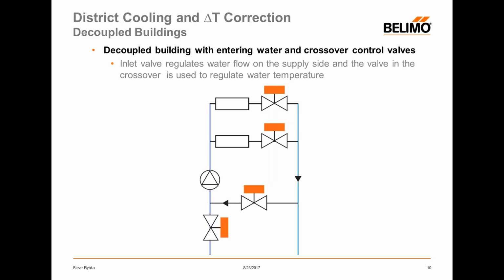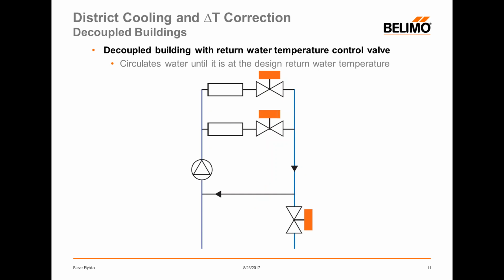This can be a little problematic because as you take water from your return side and move it to the supply side, you start to blend water. So you start to blend moderately temperatured water with your entering 42-degree water. And again, this could have some negative impact on air conditioning and dehumidification.